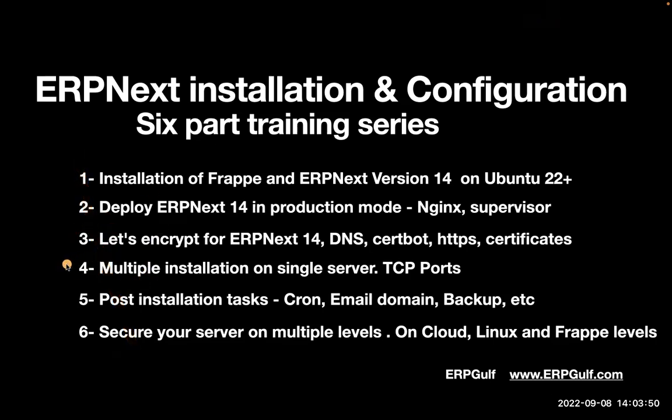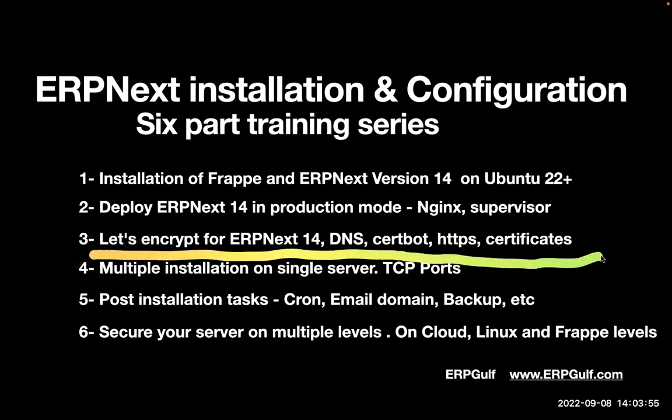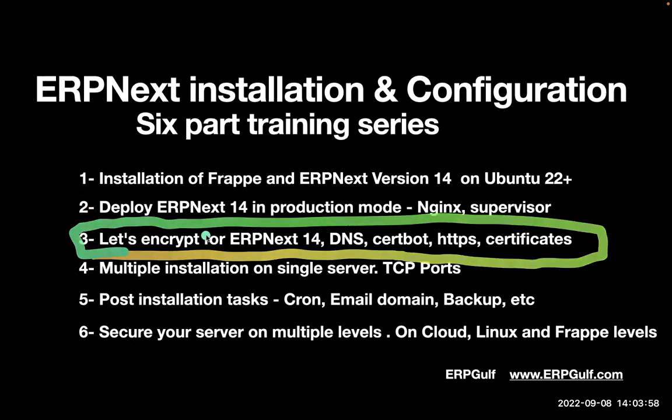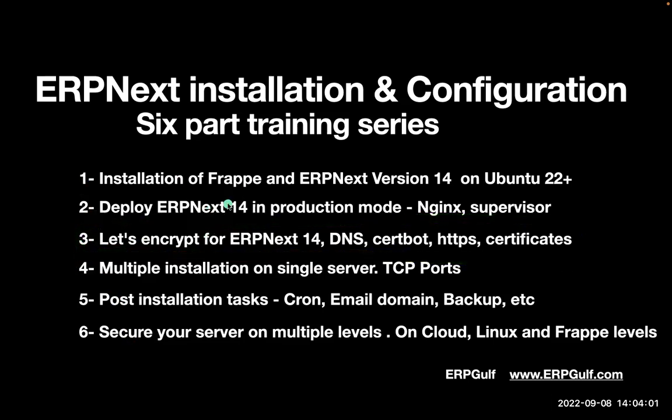So here in the third part, we will discuss Let's Encrypt and DNS, Certbot, HTTPS certificates, and all of these things. We have already done the basic installation of ERPNext 14. Then we put it in production mode with Nginx and supervisor. Now we are doing Let's Encrypt, and after that we will check how to do multiple installations on the same server with different TCP ports or different DNS. Then we will come to post installation tasks like cron, email domain, backups, etc.